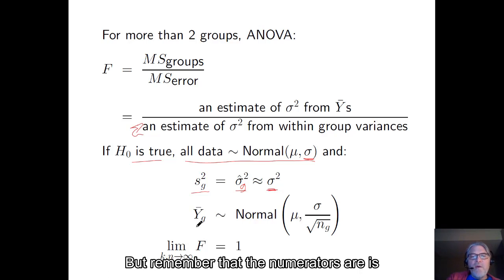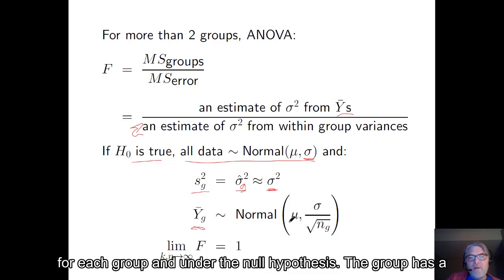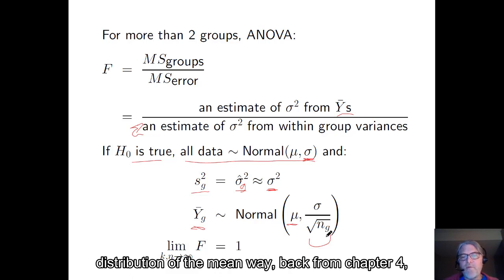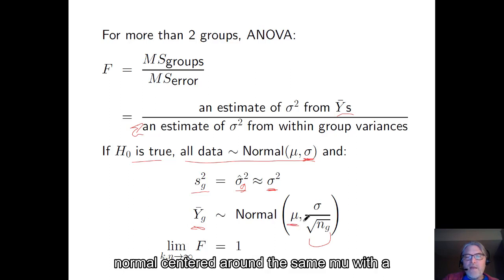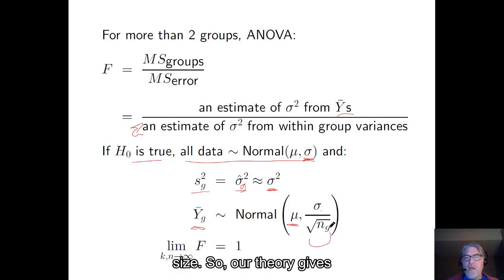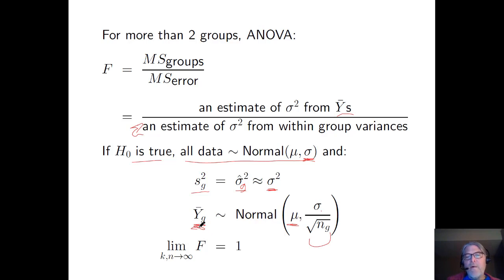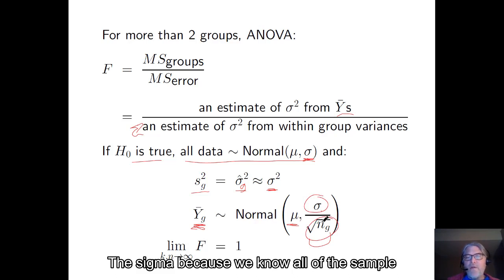But remember that the numerator is based on the y bars. The y bars for each group are sample means for a group, and under the null hypothesis, the group has a mean of mu, and the variation within the group is sigma. And remember, we have a sampling distribution of the mean from way back in chapter 4 that says the means should follow a normal distribution centered around the same mu with a standard deviation of sigma divided by the square root of the sample size. So our theory gives us a sense of how much scatter there should be in the y bars, and you can imagine estimating this sigma because we know all of the sample sizes.